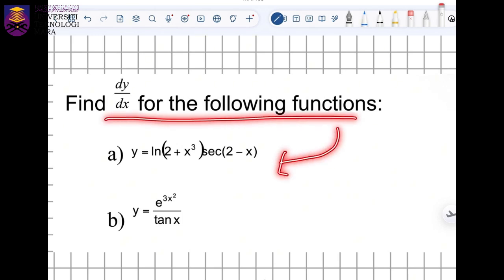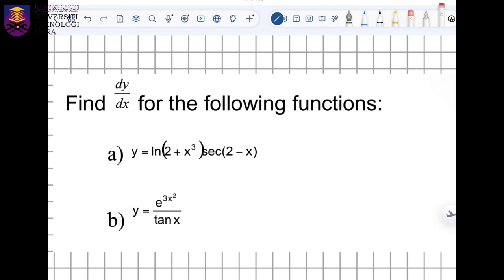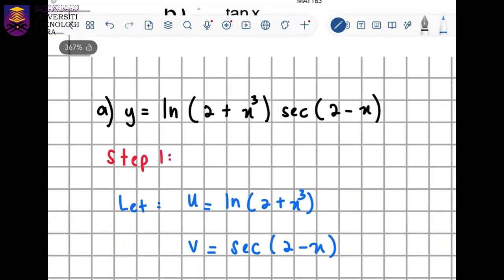So we are going to do question number 2, which is find dy/dx for the following function. We are going to do our first question, which is A. We have y equal to ln(2 + x^3) sec(2 - x). We're going to do it step by step. Step 1 is identify the method. This function is the product of two functions, so I use the product rule.